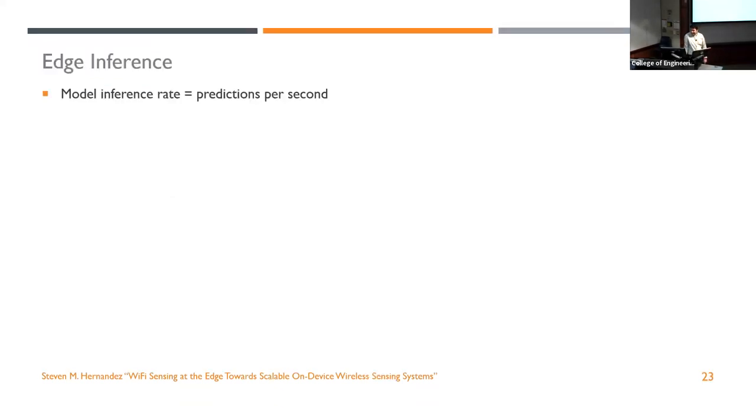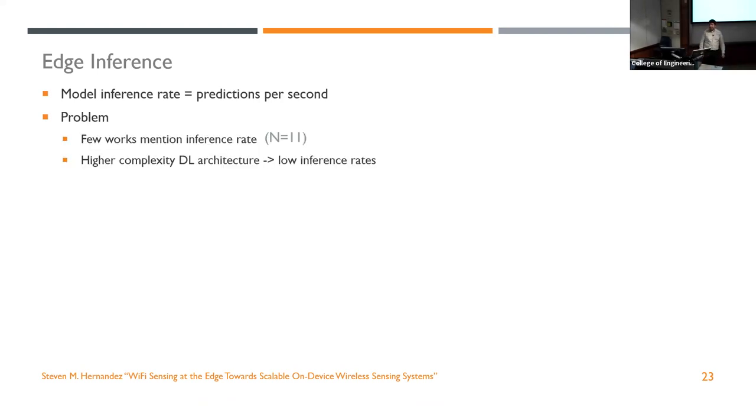The one that I want to discuss here is about edge inference. How quickly can we make predictions with our model? How many predictions can we make per second?